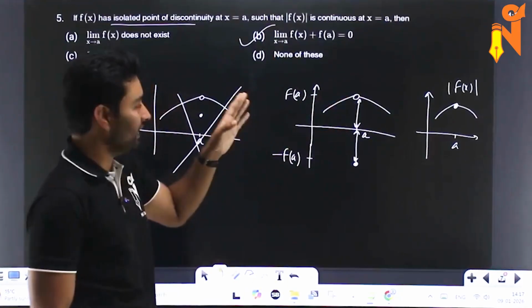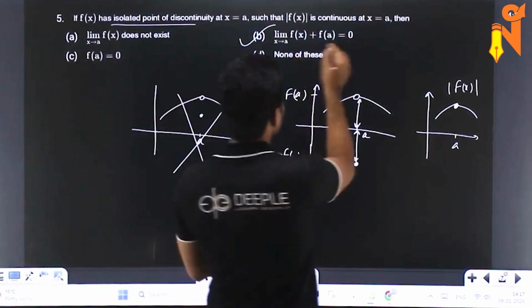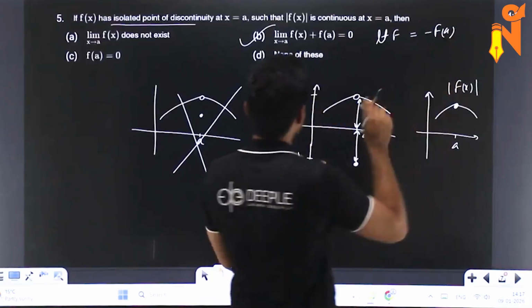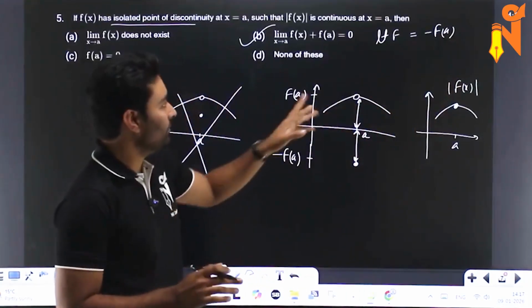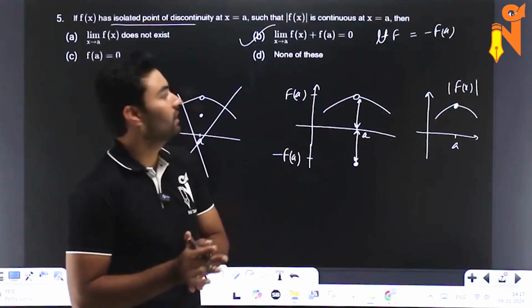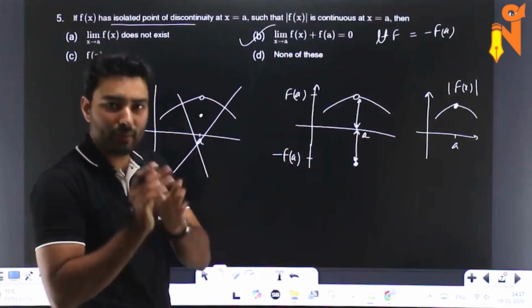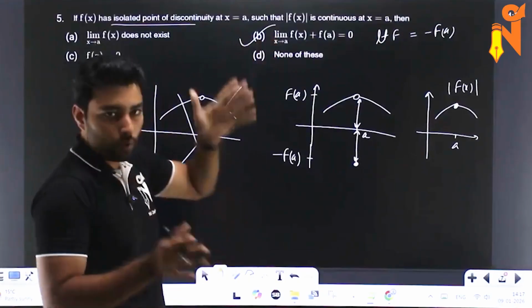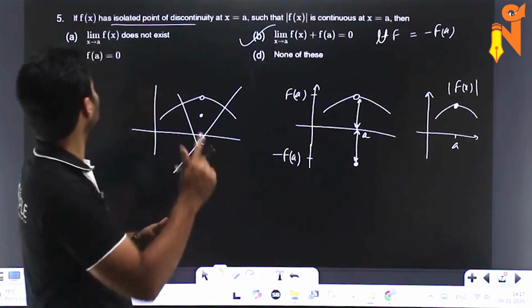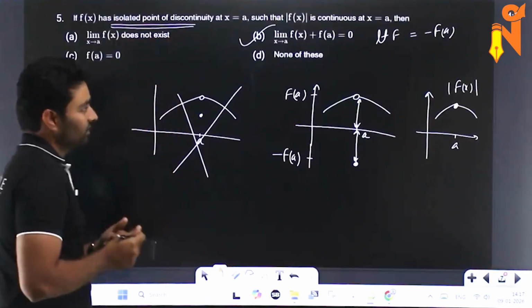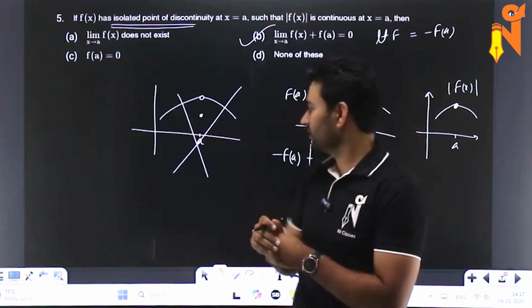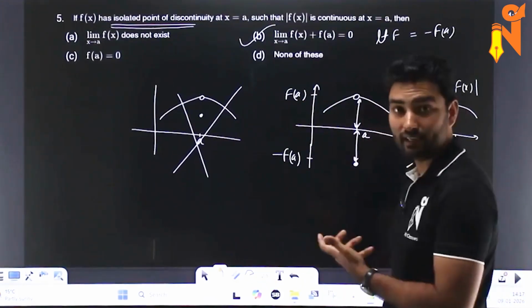First of all, they should write a bracket here. Otherwise they should write like this: limit f x is equal to minus of f a. Then it will look better. So basically the limit of f at this point should be equal to minus of f a. Clear? This is also a very simple question if you know the basic idea of mod of a function. One more thing, which is isolated point of discontinuity. Again, this is a typical NCERT-level or board exam-level question. You can do it easily within 10 seconds. Next.